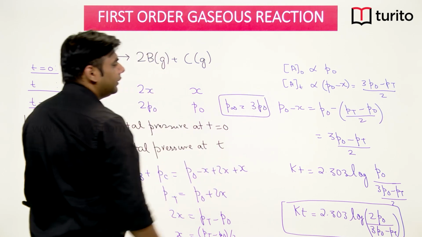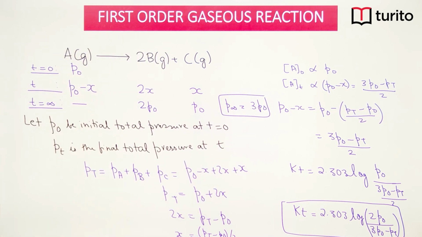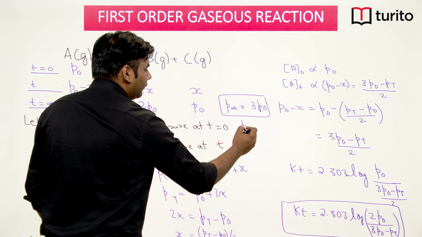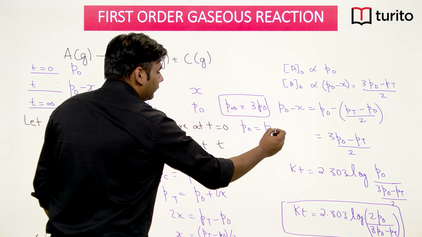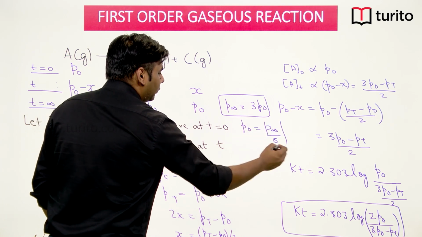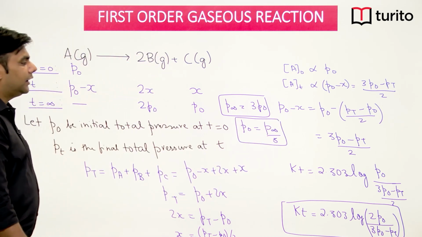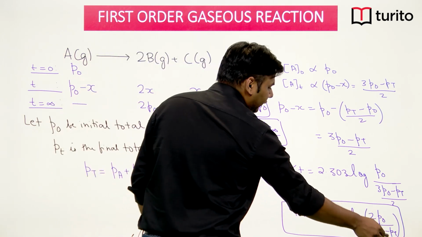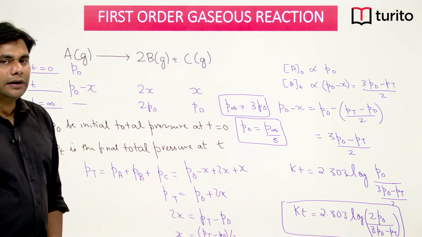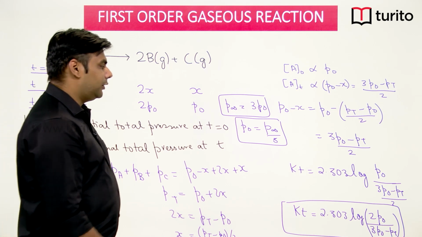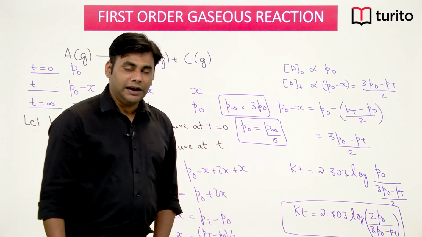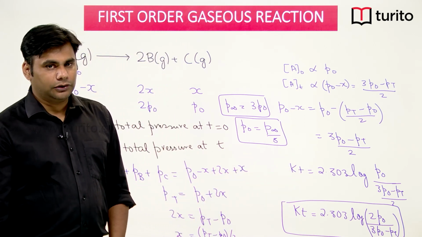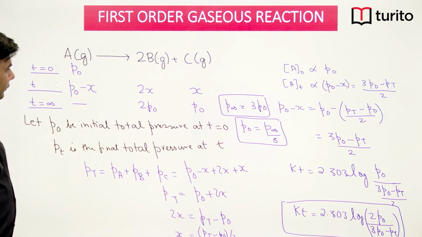So we can get the initial pressure in terms of the total pressure at infinity. We can get P naught as P infinity by 3. So we can put P infinity by 3 instead of P naught and we'll get the expression. That would be the expression in terms of total pressure at time t and total pressure at time t equals infinity. I hope this is clear to everyone and there is no doubt on this.